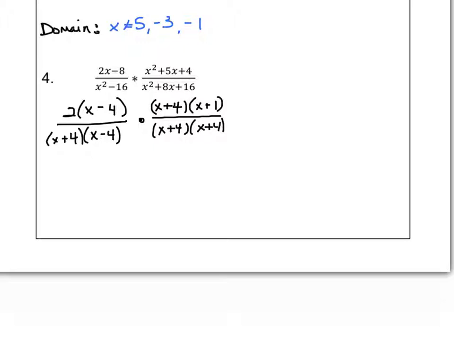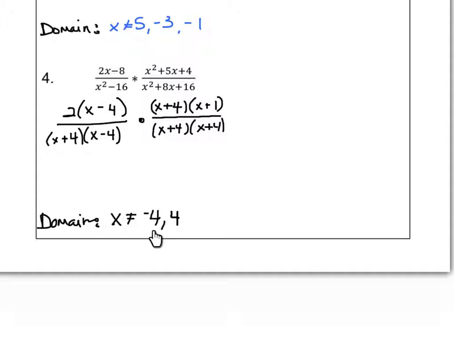Now that I've factored everything out, got to write down my domain. X cannot be... if I look here at this one, x cannot be -4. In this case, it's going to be +4. And in these two cases here, they're both going to be -4, but I already have the -4 written down. I don't have to write it down multiple times. You just have to write it down once. So in this case, x cannot be -4 and +4.